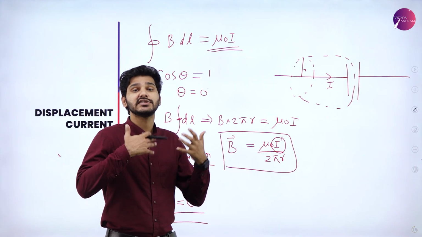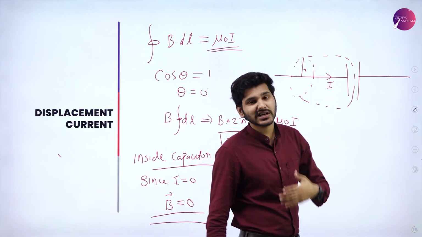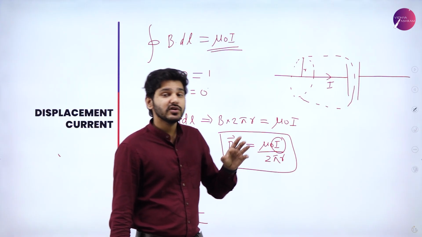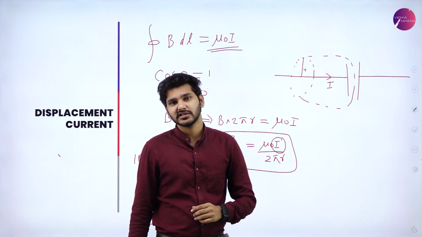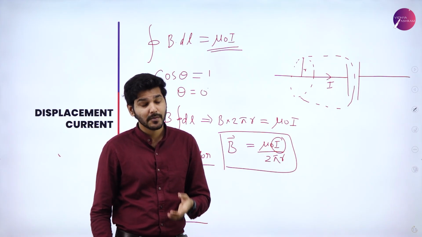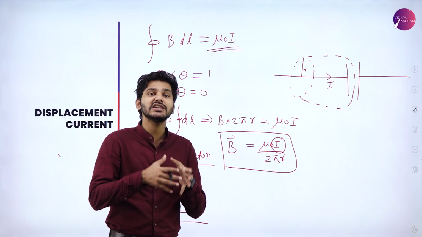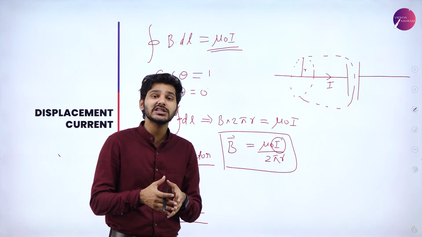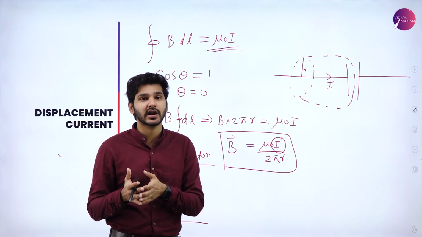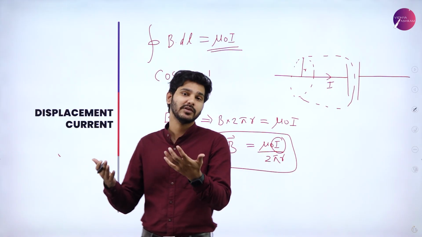So then he argued that here it is not actually the conventional current flow that is happening. Here, current flow is happening inside this capacitor, but it is not because of conventional currents flowing inside the wire, but rather because the current is generated by changing electric fields. This changing electric field produces a current, and he called this type of current displacement current. So that is how displacement current came into effect.